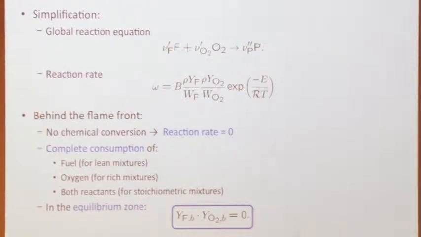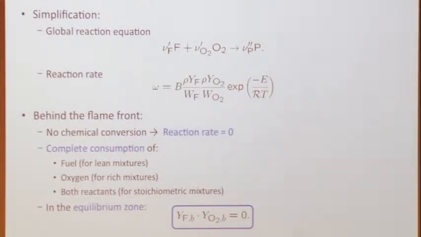B is the pre-exponential factor. Basically it carries the time scale, and then here the concentration of fuel times the concentration of oxygen times this exponential function. Okay? And you see this is complicated, it's nonlinear. It's nonlinear in at least three different ways.